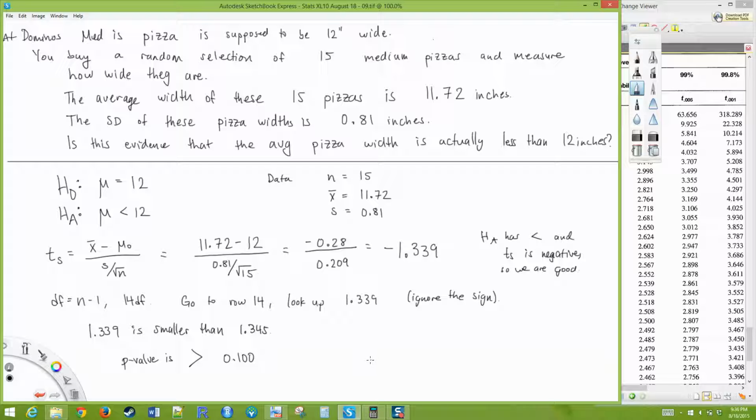What do I then do with my conclusion? Do I need to double this? No, because I have a less than sign. If I had a not equal sign, then I would double it. Okay, but I have a less than sign, I don't need to double it. So my p-value is greater than 10%.